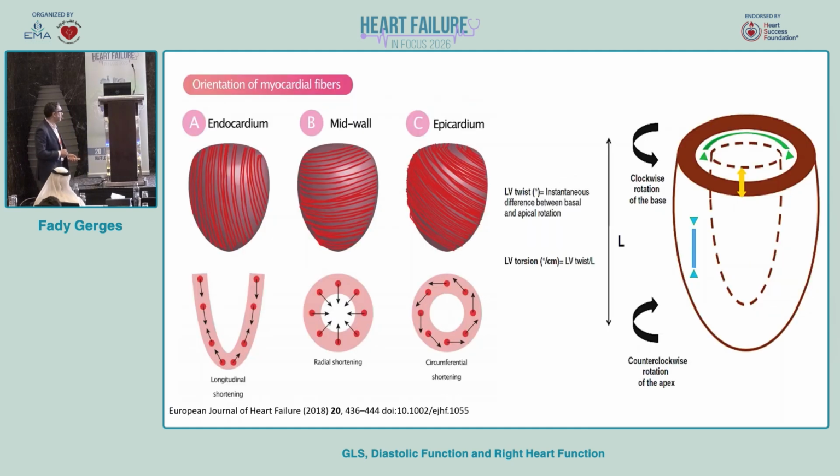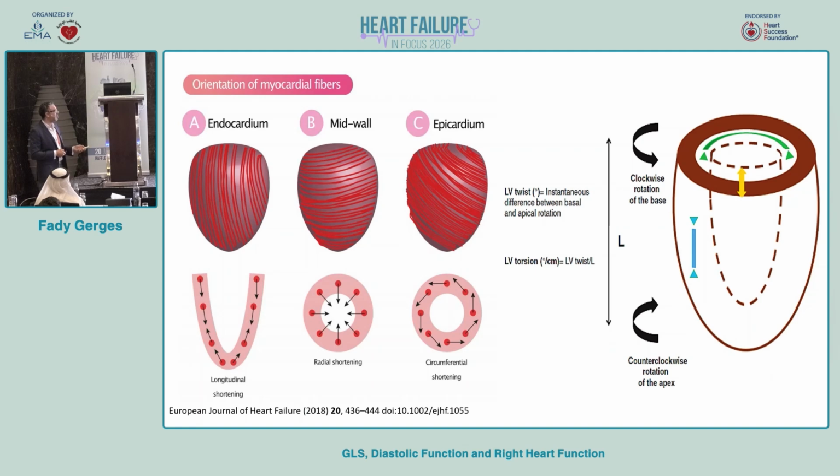So look here, this is very important: the orientation of the myocardial fibers. We have 3 different orientations. One through the endocardial, like the one we will discuss today, the global longitudinal strain or shortening. You can see the direction of the contractility and the strain of the fibers. Mid-wall, which is radial shortening, and the circumferential shortening with the epicardium. They will not be the scope of our workshop today.